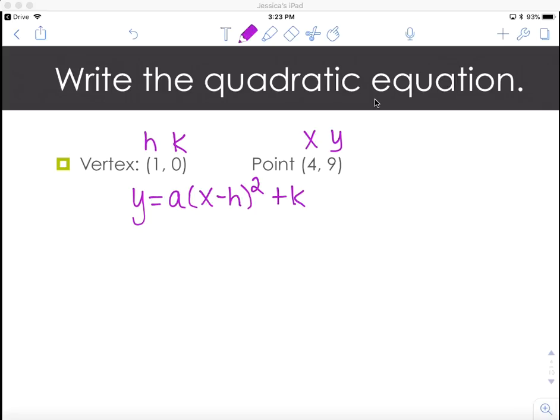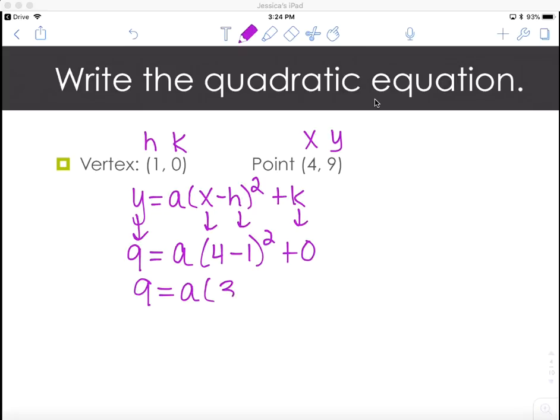I am going to plug in 9 for y. I don't know what a is. My x is 4. My h is 1. And my k is 0. We are trying to get a by itself. So I'm going to start with my parentheses. 4 minus 1 is 3. Following order of operations here, 3 squared is 9. And you can write that as 9a.